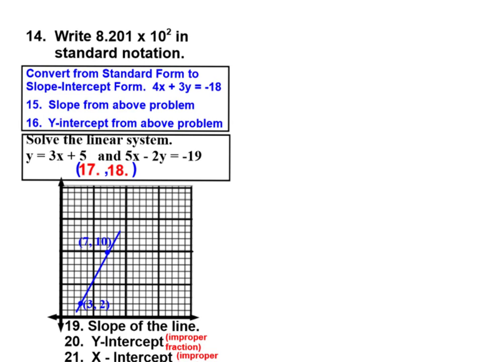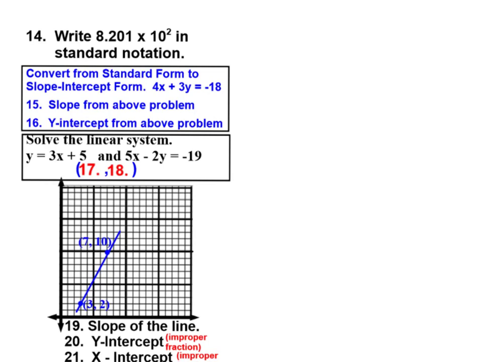Number 14 is an easy one. Write it in standard notation. Of course, if you take anything times 10 to the second power, you're really taking it times 100, right? And so we could just say move the decimal 2 places to the right. That's exactly what that stands for. And our answer is 820.1.